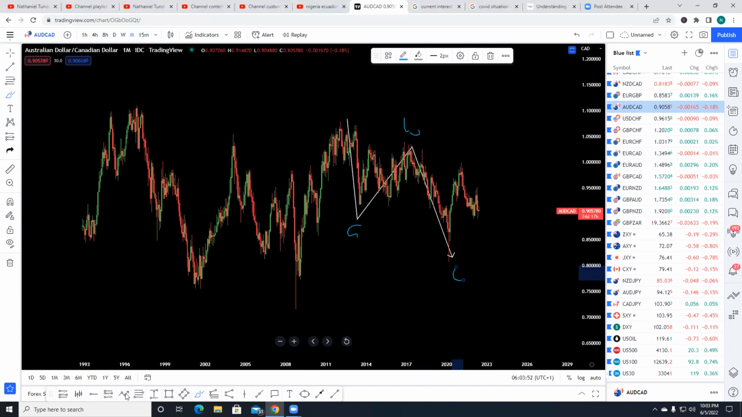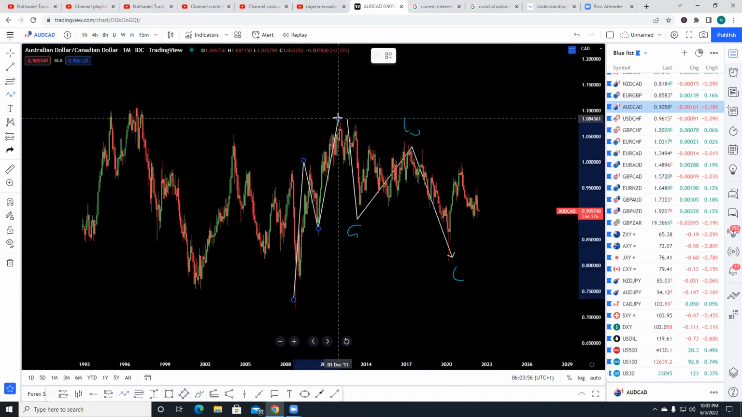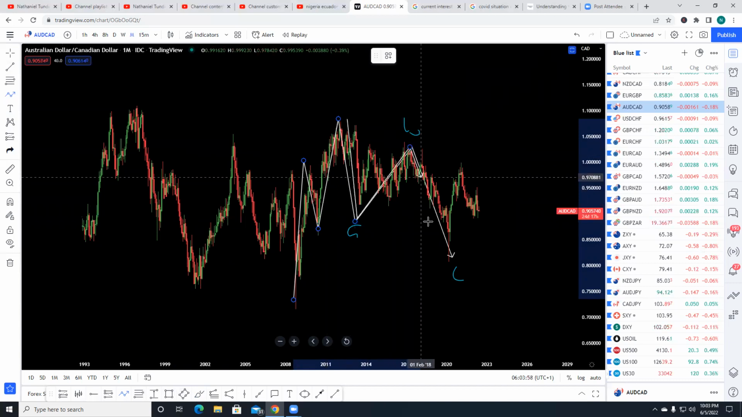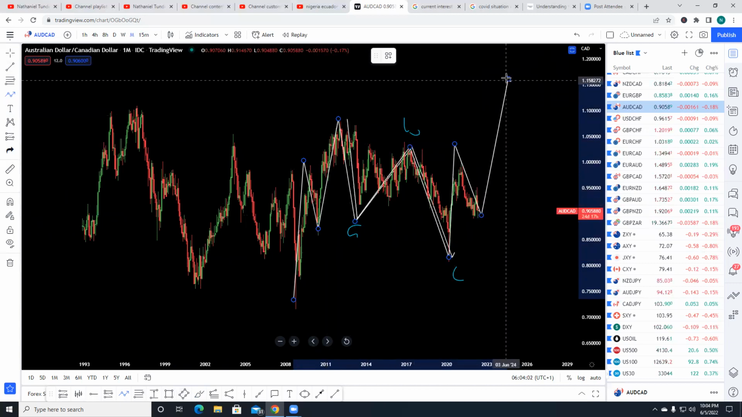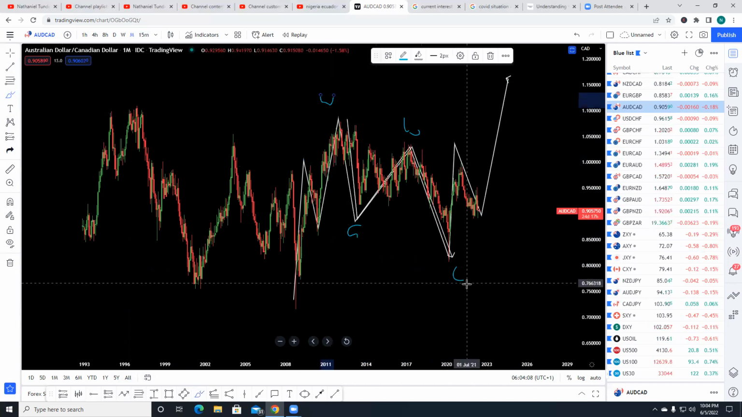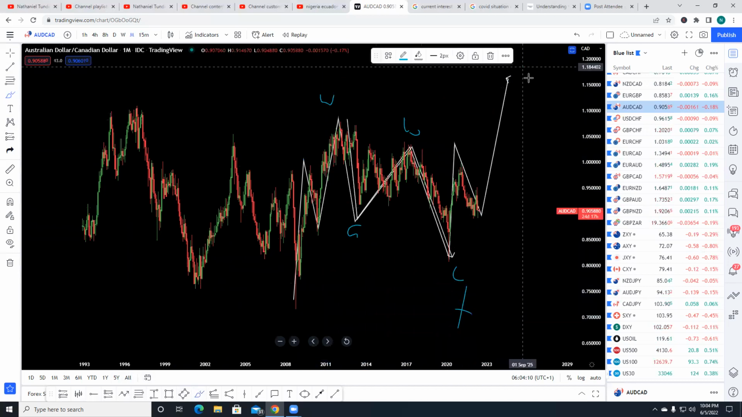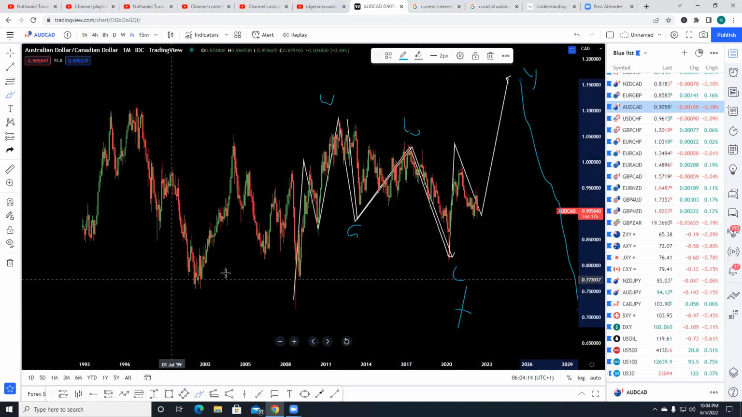But then remember, we have this move to the upside, 1, 2, and 3. This is already 1, 2, and 3. We need 1, 2, and 3. Okay, this becomes WXY, guys. W, X, and Y, before we can see this zone to the downside. Do you understand it now?